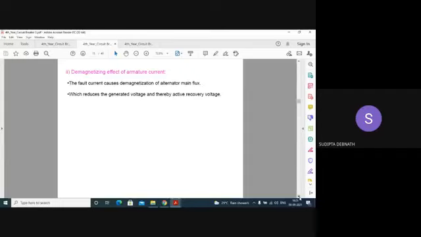Okay. Now the demagnetizing effect of armature current: the short circuit currents flowing in the generator windings, being of lagging power factor, have a demagnetizing armature reaction. Okay. Due to this demagnetizing effect, the EMF needs some time to regain its values. Hence, the power frequency component of recovery voltage is slightly less than the normal value of system voltage.